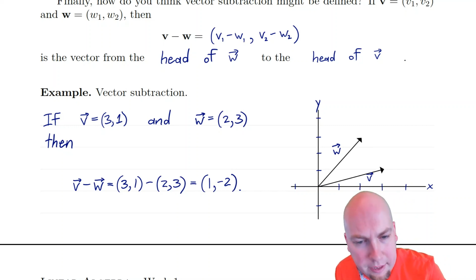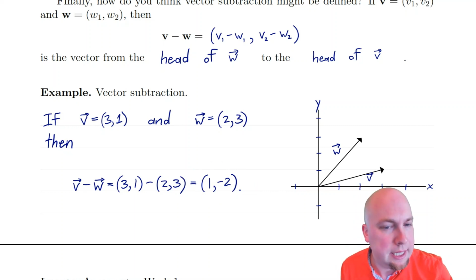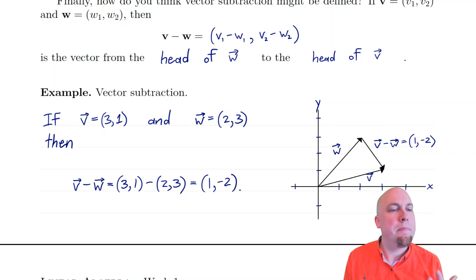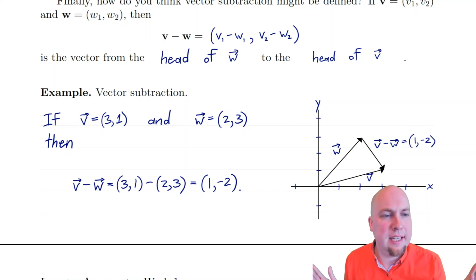And you can convince yourself of that easily enough. This vector is (1, -2), so over 1 unit, down 2 units. Yeah, that looks about right. Why is that happening though? Why is this true in general?